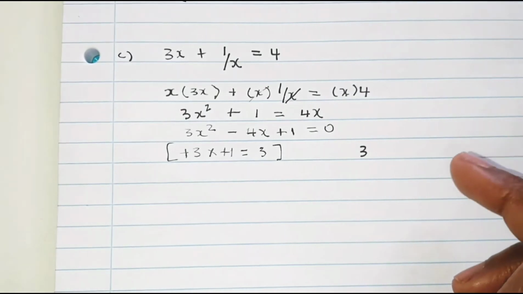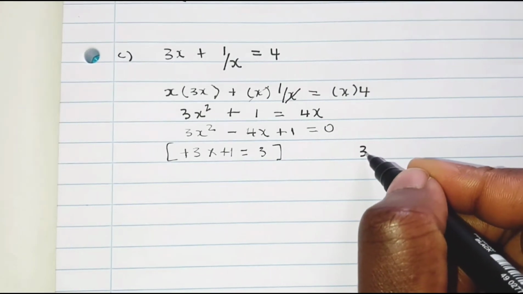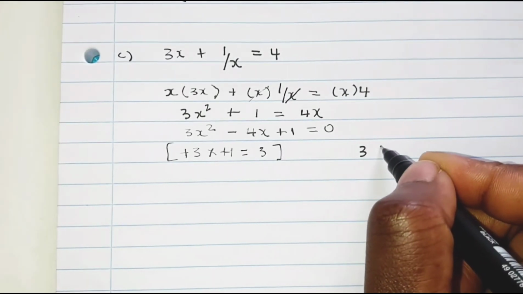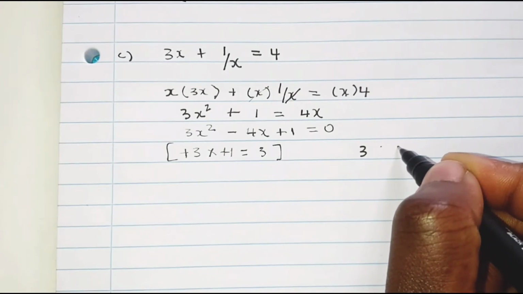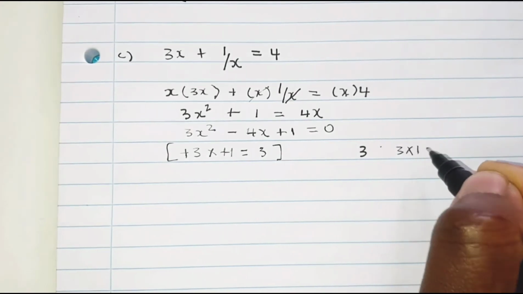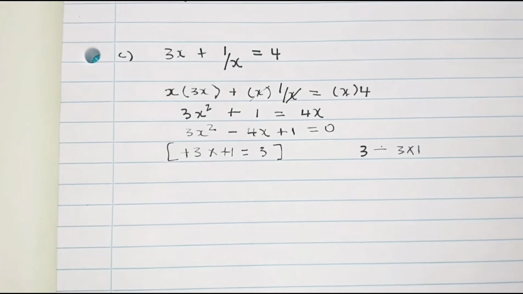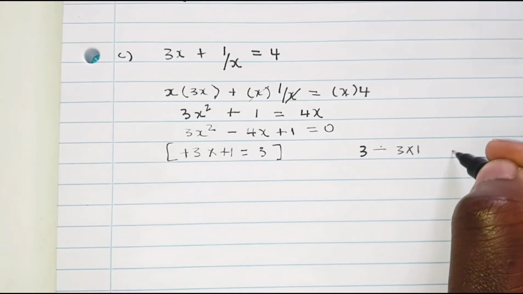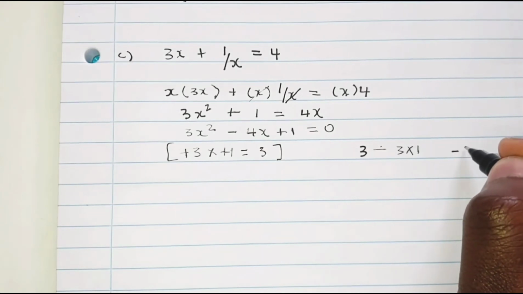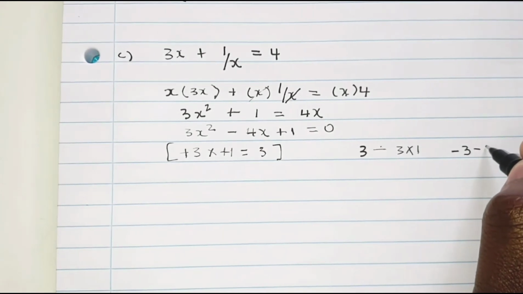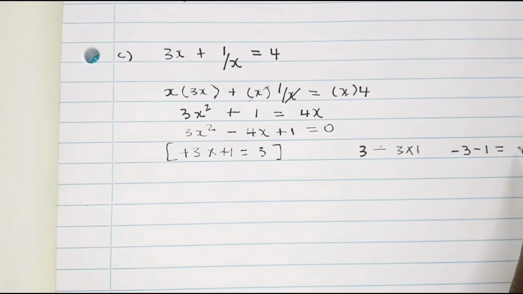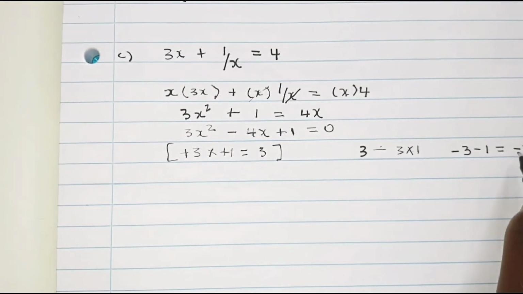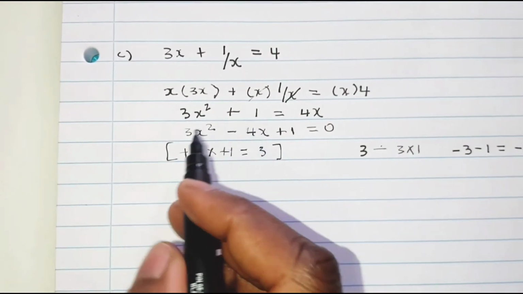we're looking for factors of 3. The product of 3 is 3 multiplied by 1, right? It kind of makes sense because we can say minus 3 minus 1 equals minus 4, which is here, right?